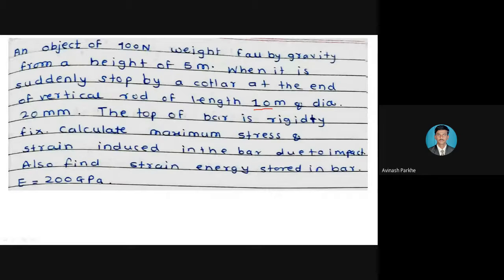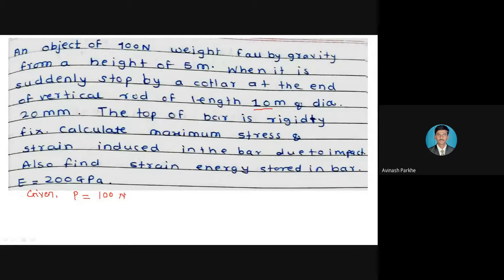Also find the strain energy stored in the bar. Whatever load is falling on the collar, some amount of energy is stored in the collar or the rod. That strain energy also we have to calculate, and we take the constant parameter capital E equal to 200 gigapascal. So first of all, we'll think about the given parameters, because the given parameters are very important. Capital P is equal to 100 Newton.